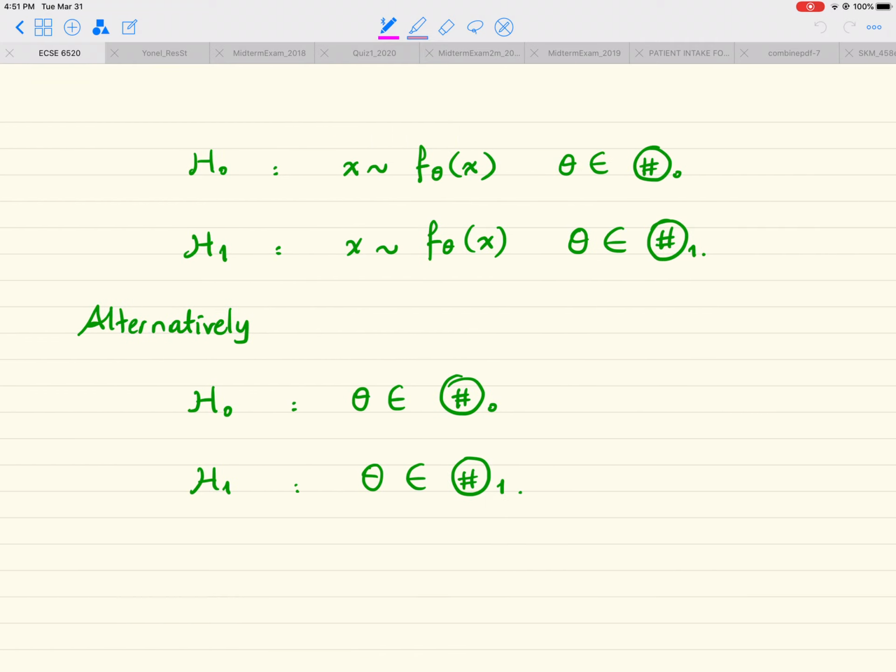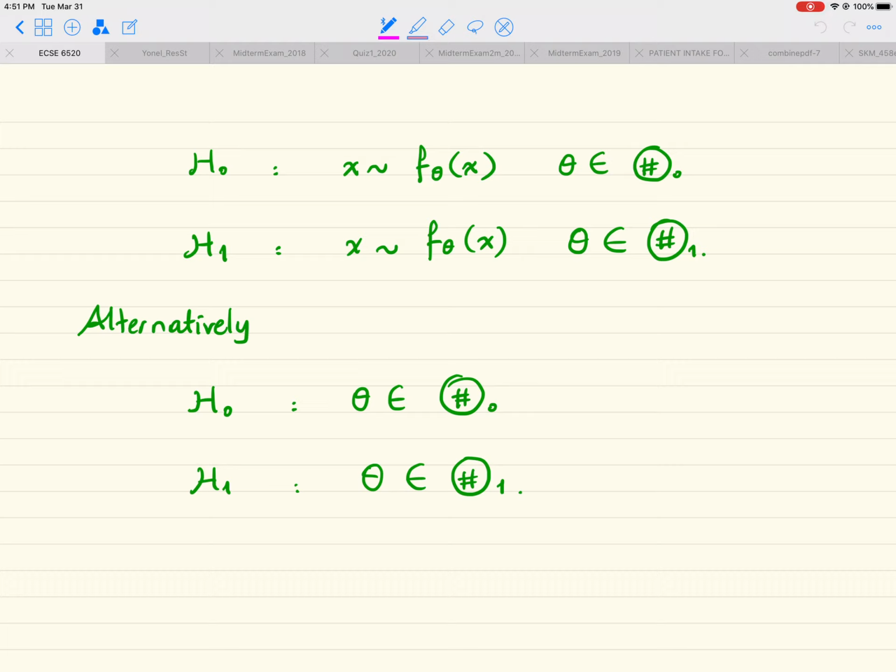Okay, so notation that we will be using is fancy H for the hypothesis. So H sub 0 hypothesizes that X has the PDF F of theta X, where theta belongs to this parameter space Θ sub 0. And hypothesis 1, on the other hand, hypothesizes that X actually has a PDF F of theta X, where theta belongs to the parameter space Θ sub 1.